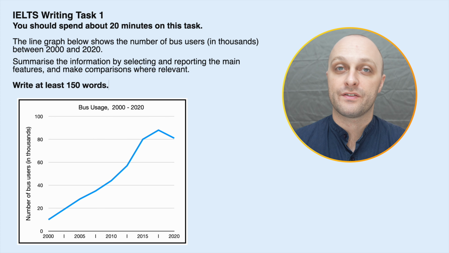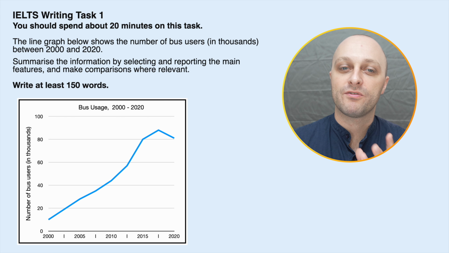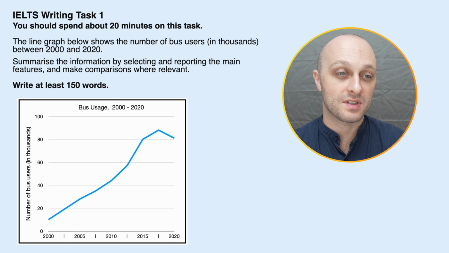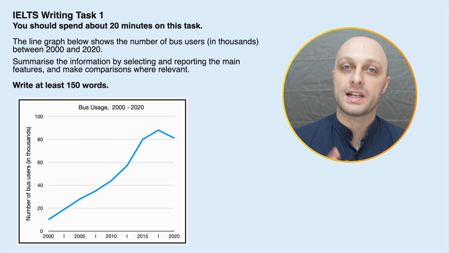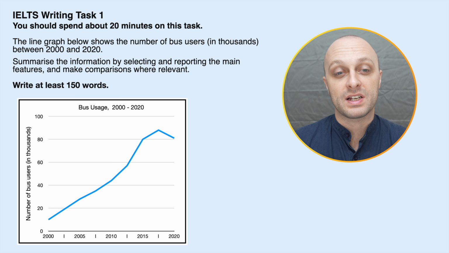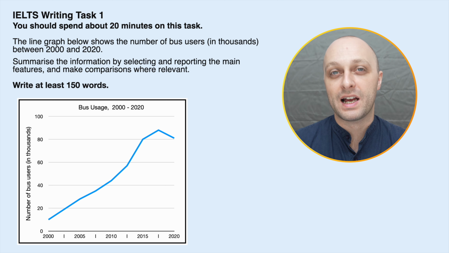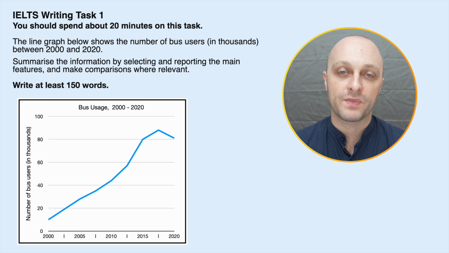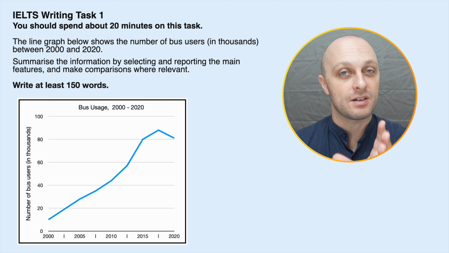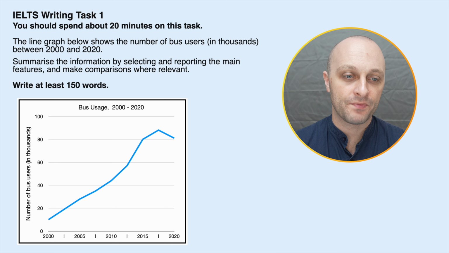On the screen we have a line graph. Let's read our task. The line graph below shows the number of bus users in thousands between 2000 and 2020. Summarize the information by selecting and reporting the main features and make comparisons where relevant. Alright, so I've chosen a very basic graph for this demonstration so we can see just how easy it is.